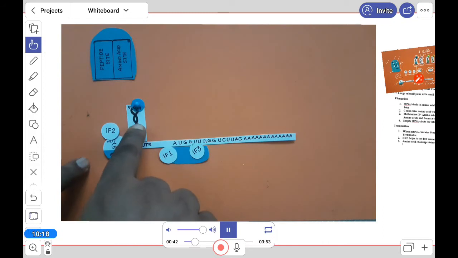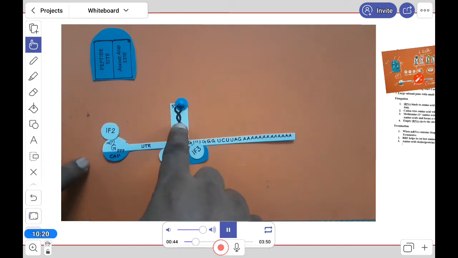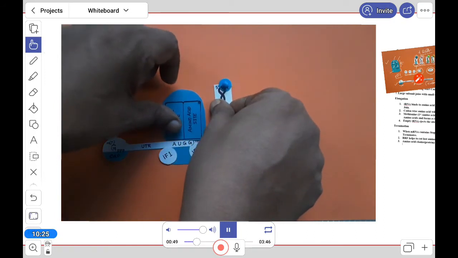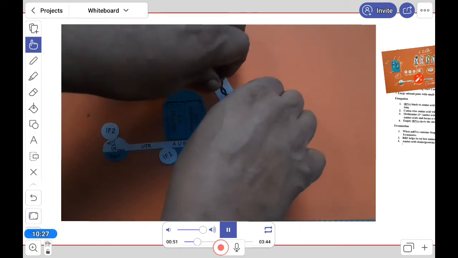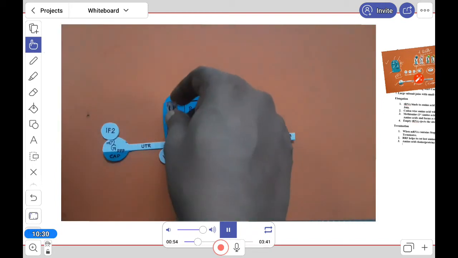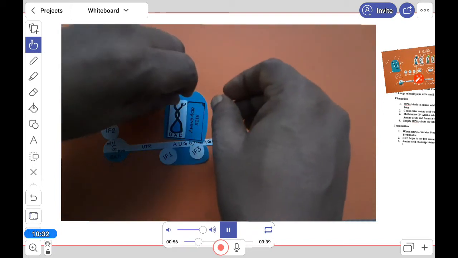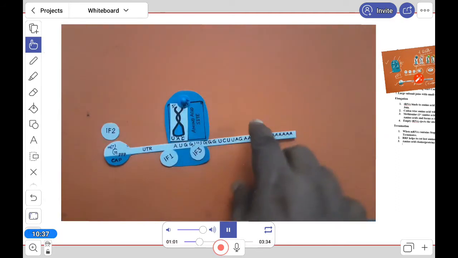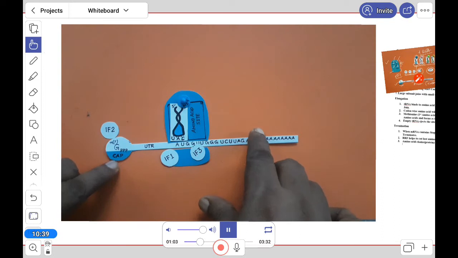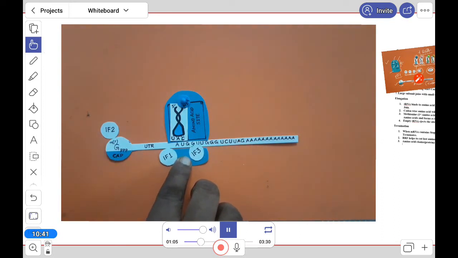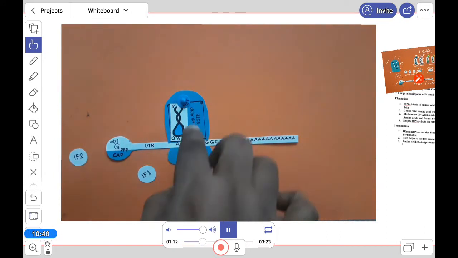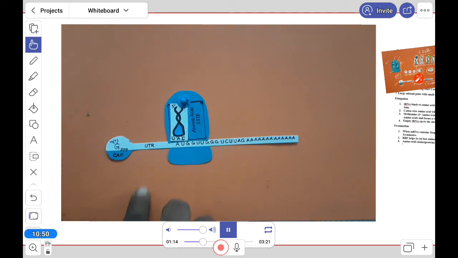So this whole area it will search, and when it finds it, it will fix. When it fixes, the large subunit will join, and that UAC carries methionine, which is the start codon. I mean UAC is the anticodon, AUG is the codon. Now all the initiation factors are removed. So the initiation process is completed.